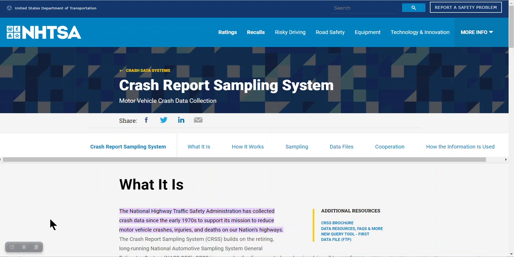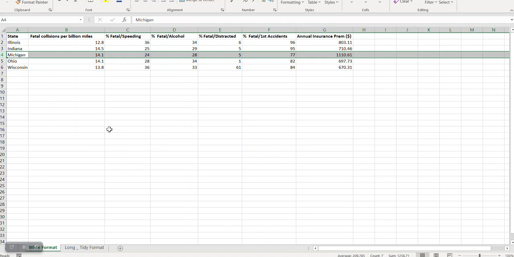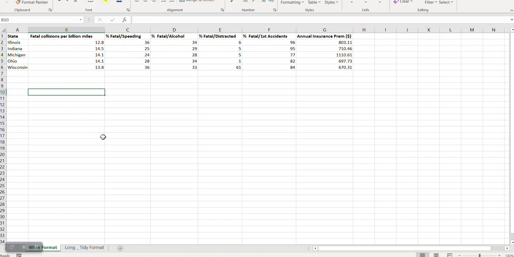In this video, I'm going to take a look at some data from the National Highway Safety Administration and crash fatality data. In this video, I'm just looking at Illinois, Indiana, Michigan, Ohio, and Wisconsin's data. And the way the data is set up here is what's called the wide format.